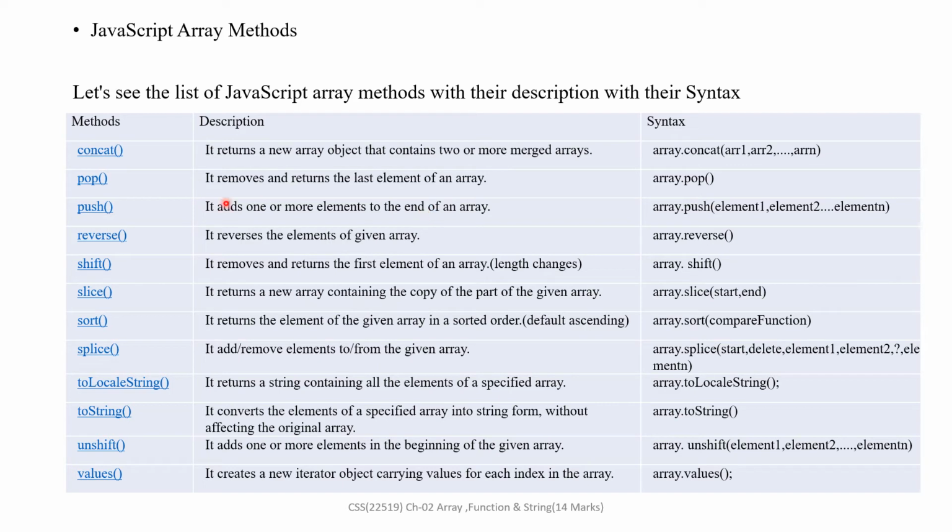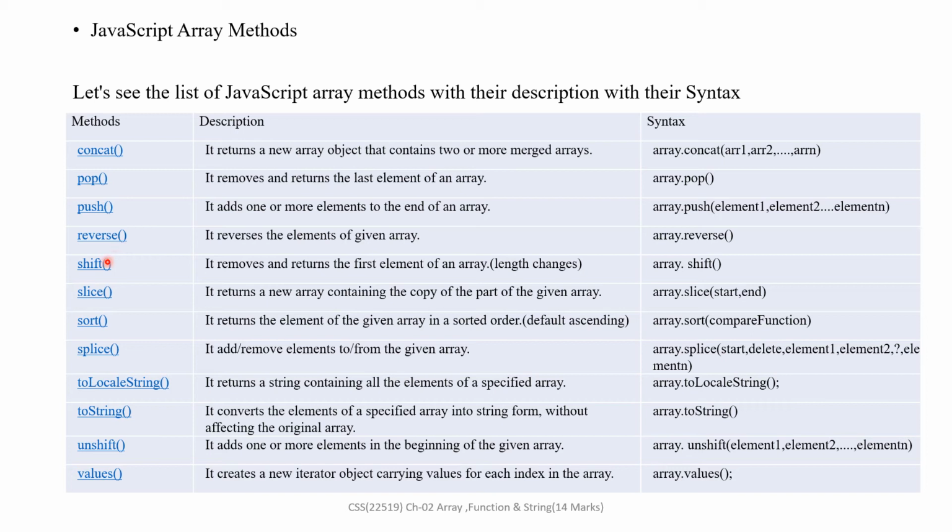Now next is our reverse method. It reverses the elements of a given array, and the syntax is array.reverse. The reverse method displays the reverse order of the array. Suppose in an array there are elements 1, 2, 3, and after using the reverse method it will display 3, 2, 1.